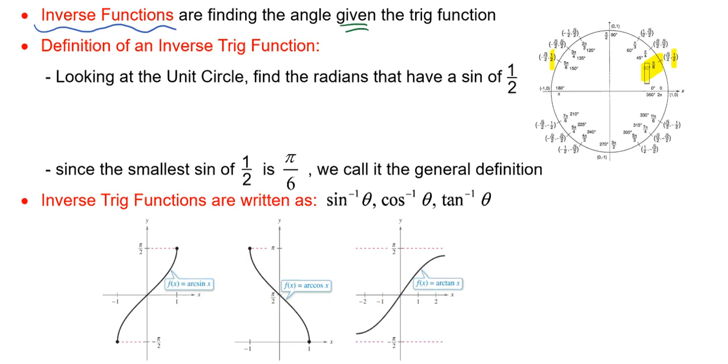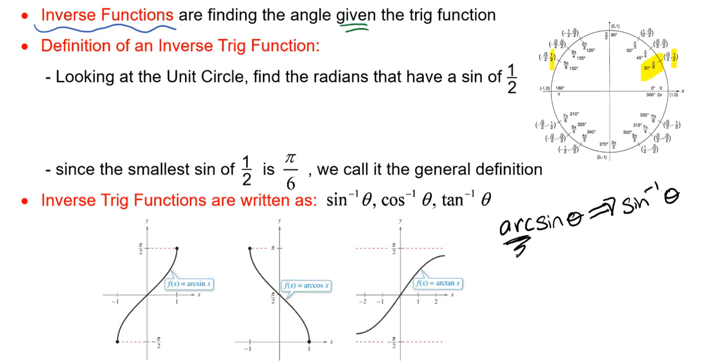And so we call this the general definition. Now, trig inverse functions are usually written as sine raised to the -1 power of theta, cosine raised to the -1 power of theta, and tangent raised to the -1 of theta. So this is saying the inverse of sine of theta, inverse of cosine of theta, and the inverse tangent of theta. Now, sometimes you might also see them written as the arc sine of theta. So if you see that, that just means the inverse of sine of theta. It's that same thing. So if you see arc, that's what it's also referring to.